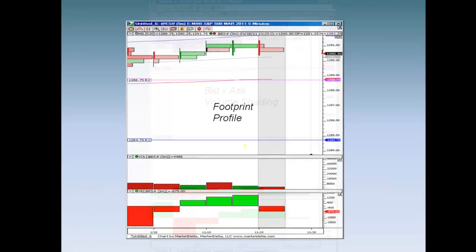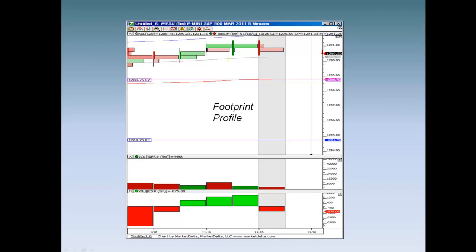All right. Last but not least, we also have a footprint profile that we can actually create using our footprint charts. And this is a visual representation that is the same as our actual profile that we look at with the TPOs, but instead of TPOs, the footprint chart shows it to us with just bars. So it's the same thing.